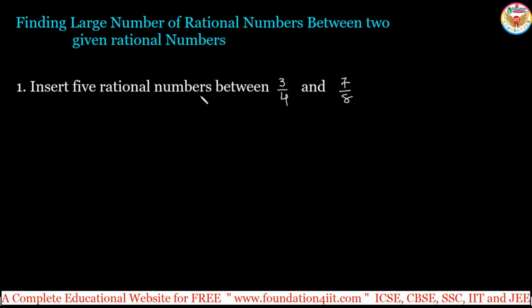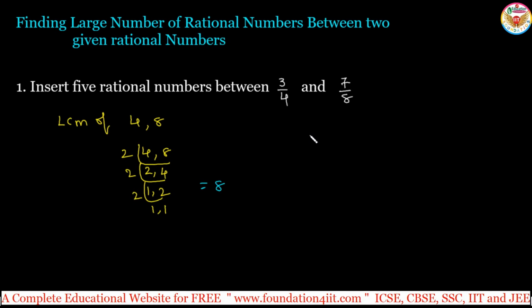If you want to insert exactly 5 rational numbers between 3 by 4 and 7 by 8, the first step is to take the denominators and find the LCM. LCM of 4 comma 8. So take the denominators and find the LCM. 2 2s are 4, 2 4s are 8. Again 2 1 2, so 2 1 1. 2 2s are 4, 4 2s are 8. So the LCM is equal to 8.